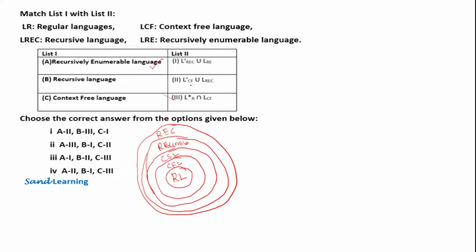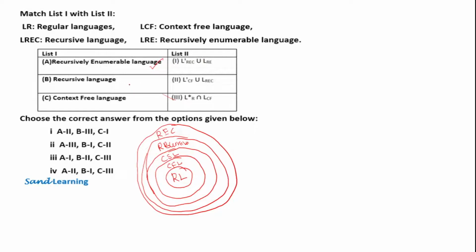So let us see this option: the complement of context free language. Context free language is this one, and the complement of this context free language is context sensitive language. Context sensitive language and recursive language. Context sensitive language is included in recursive language, so if we perform the union, then we will get recursive language. And the third one is automatically matched if these two match.